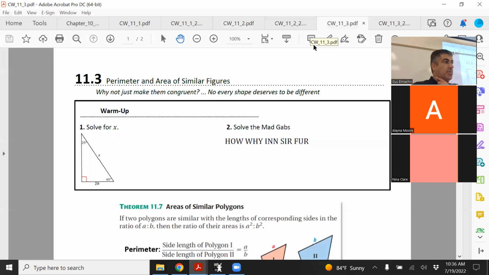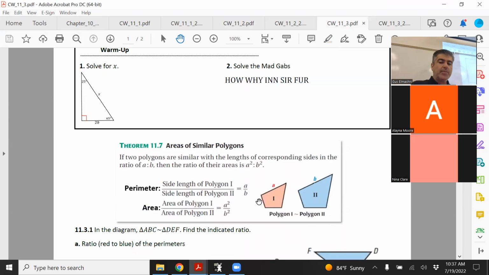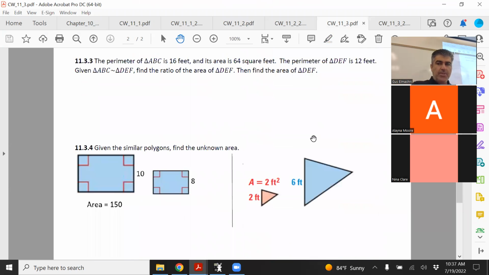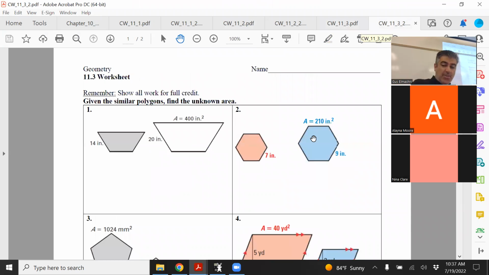That's perimeter and area of similar figures. So when you have diagrams that are similar, meaning the sides are proportional, there's a way you're going to go about determining the perimeter and area of another similar diagram. I'm going to talk about that technique and then do some more practice. That should get us to a lunch break by about 11:30.